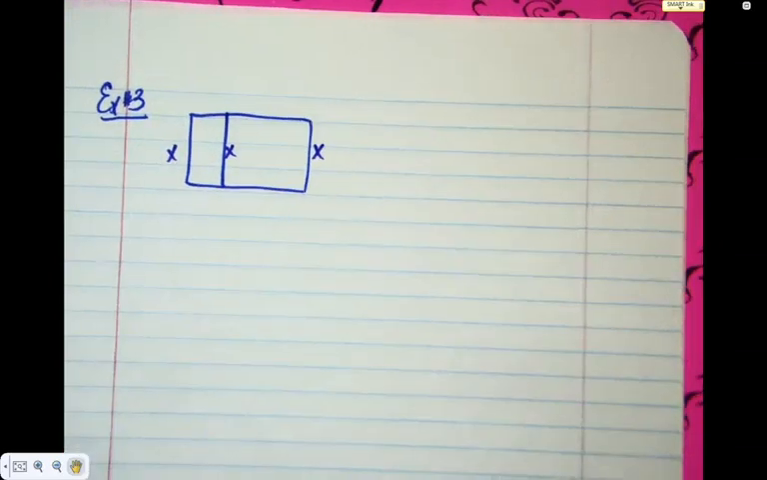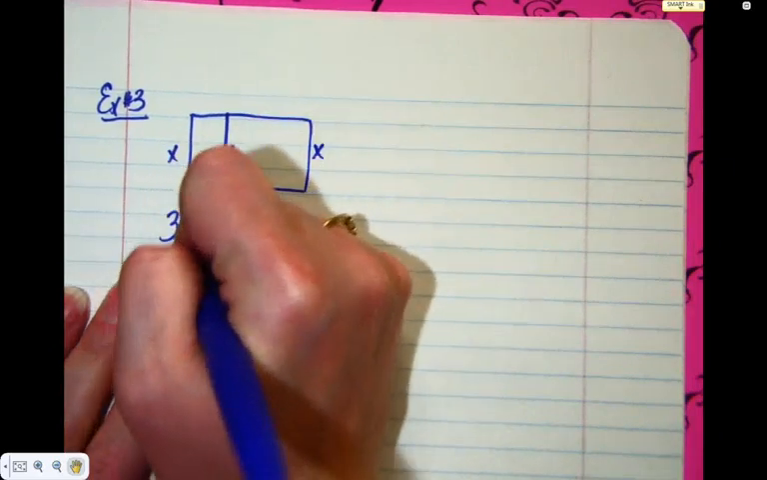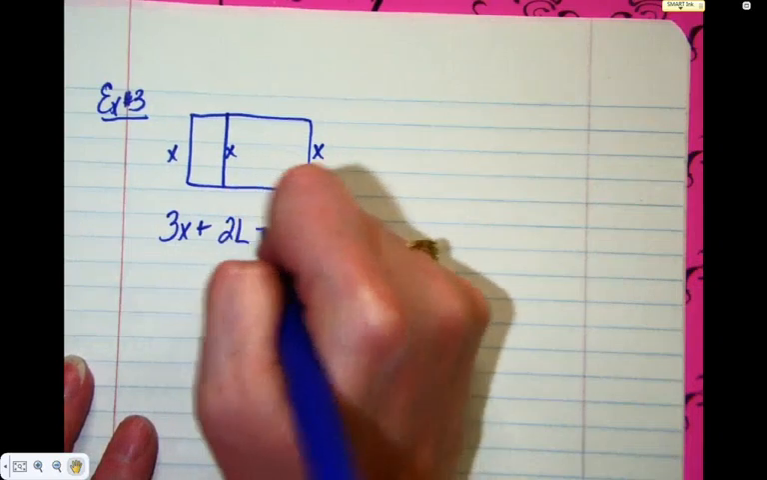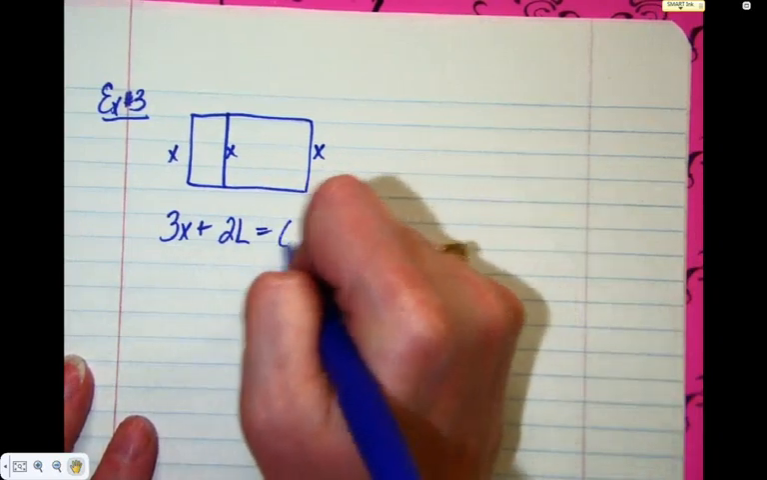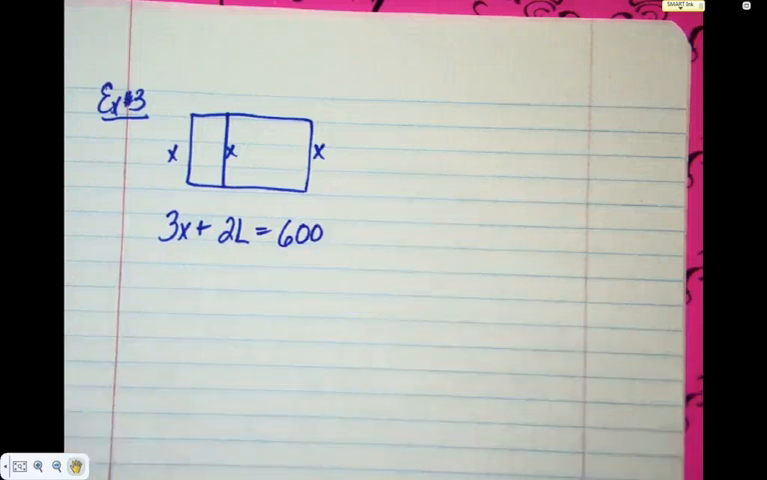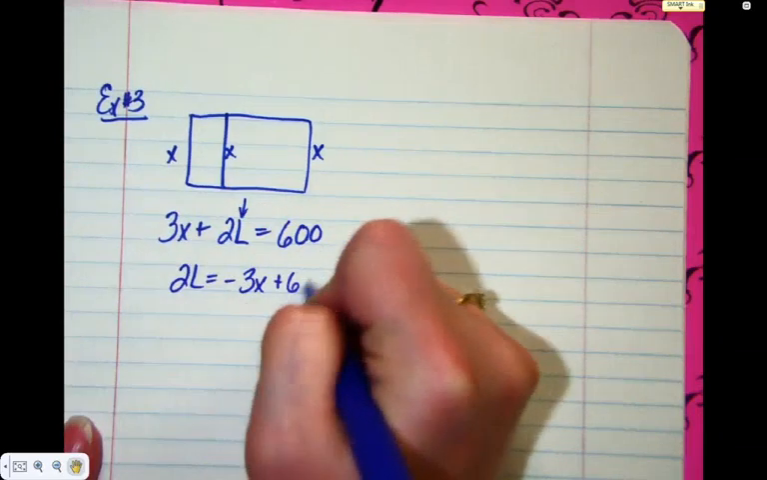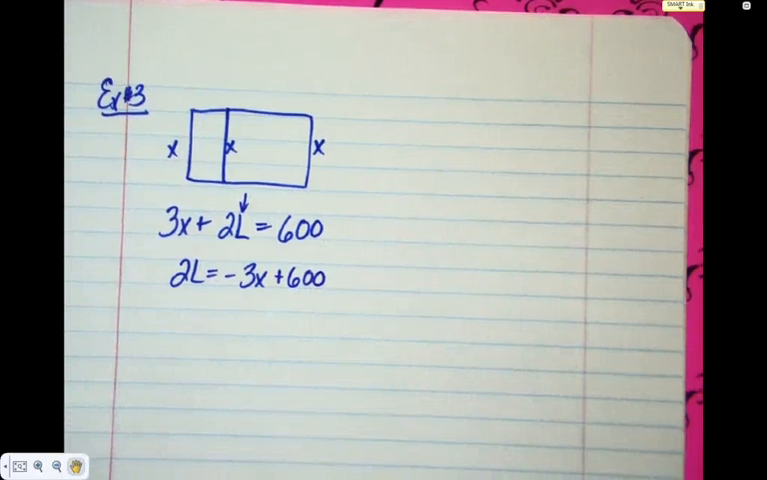Let's call something x. What would you like to call x? So this is x, this is x, this is x. We got to figure out what the other thing is in terms of x. So we know that 3x plus 2l's has to be 600. And we're assuming we use all the fencing, that there's none left over. What are we trying to isolate here? L. How do we get rid of 3x? How do we get rid of the 2?